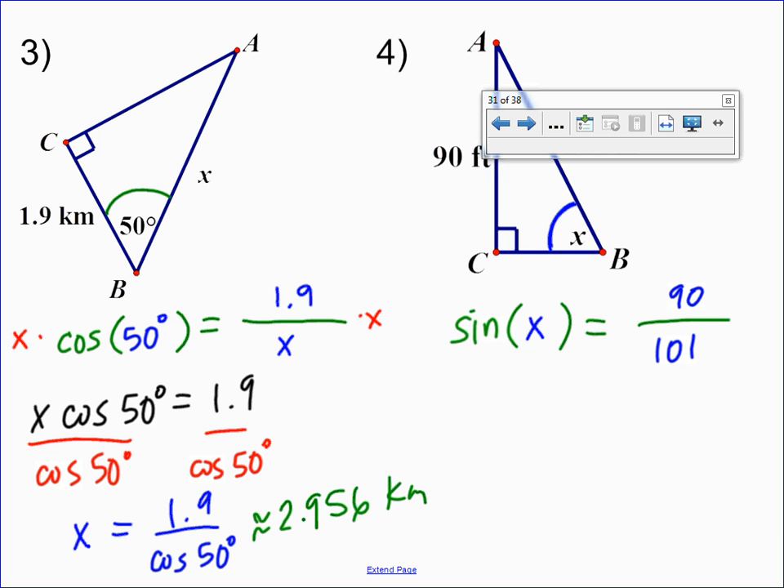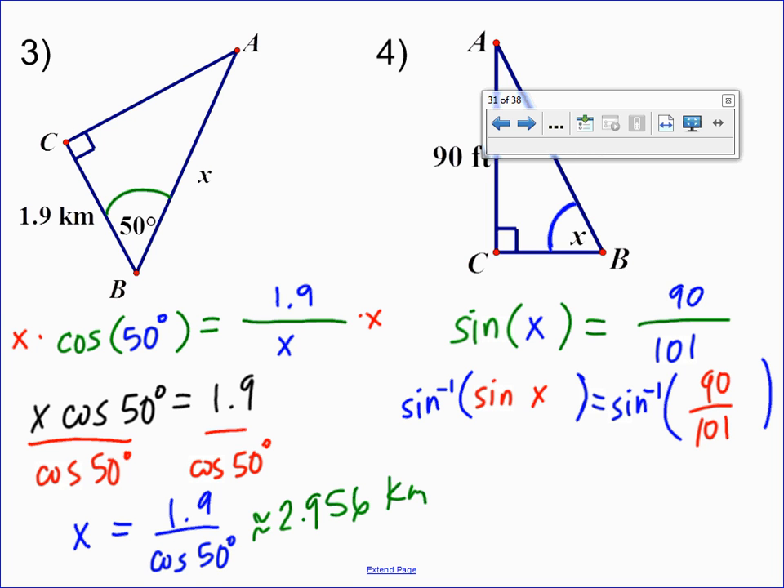Well, that's where we get to undo. We get to undo a trig function with an inverse trig function. Just like we undo operations with inverse operations, we're going to undo sine by taking the inverse sine of both sides. On the left-hand side, we're taking the inverse sine of sine of x. On the right-hand side, we're taking the inverse sine of 90 over 101.